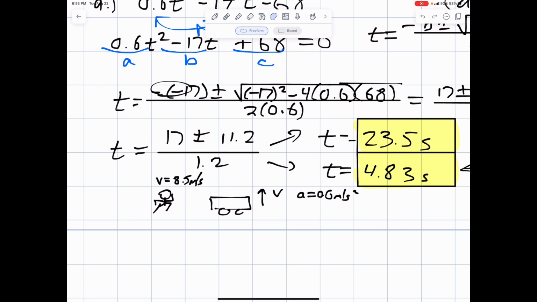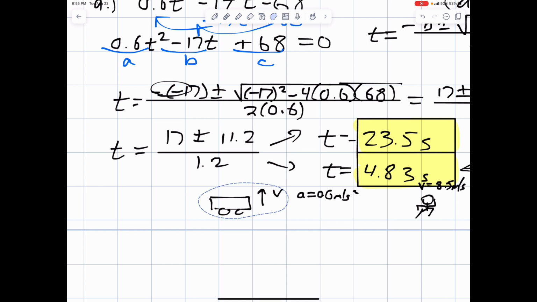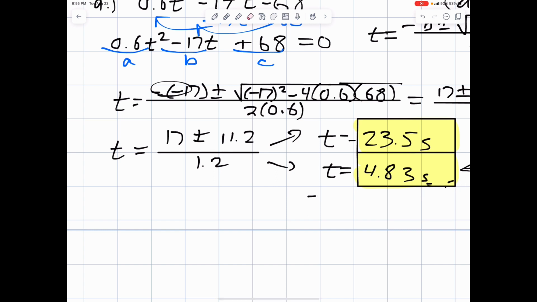Now, what is the 23.5 seconds? Well, imagine this. Imagine you keep running at that constant speed past the train. You're all the way over here, but the train has now built up speed, because remember, it's accelerating, and finally catches up to you. That would be the second time you are at the same position. I know it's kind of a crazy answer, but that's the rationale behind the two answers for part A.